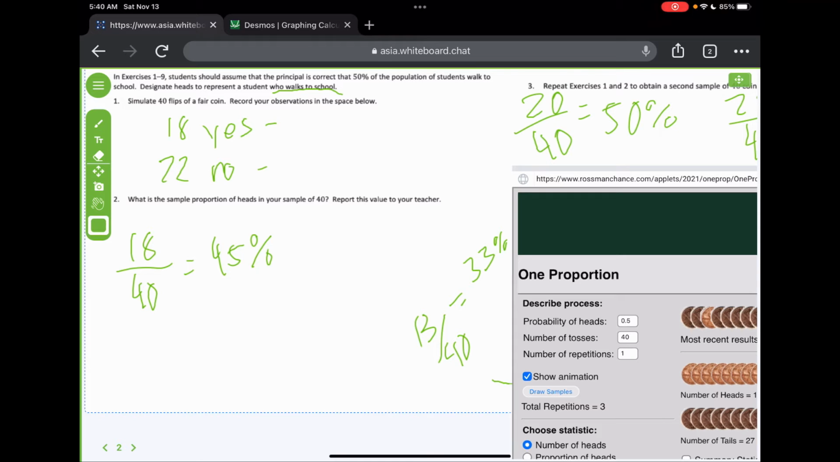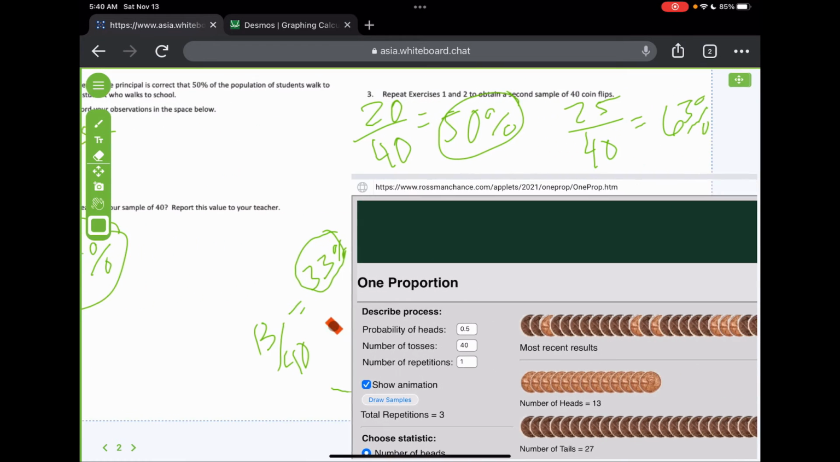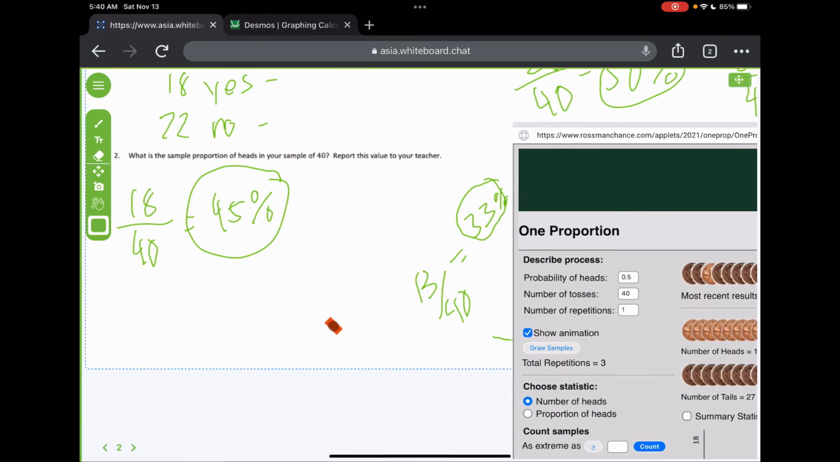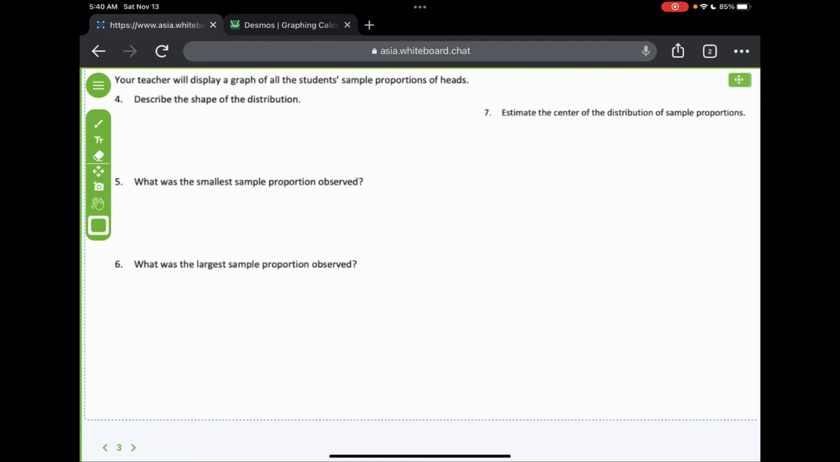Okay, so just kind of getting you some numbers here, looking at, hey, we had 50, we had 45, over here we actually had up to 63%. So we're just taking samples here of 40 students out of the school, and we're trying to see what percentage of those 40 students go, and if they were randomly selected, it should represent the entire proportion.